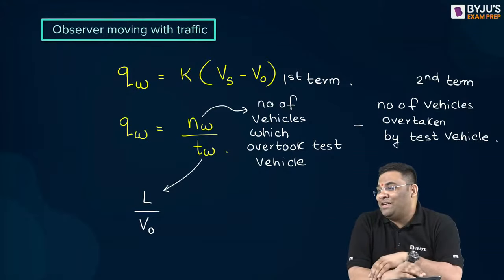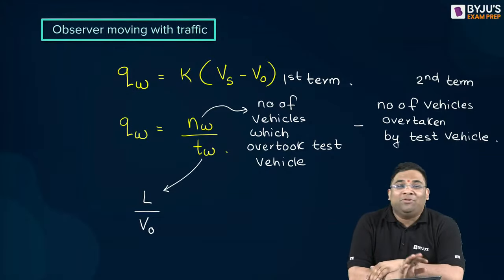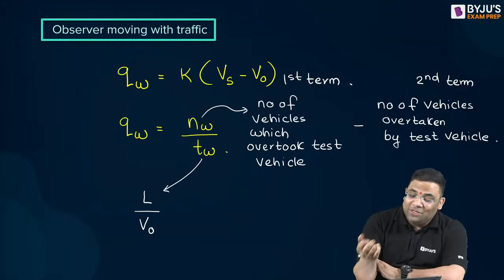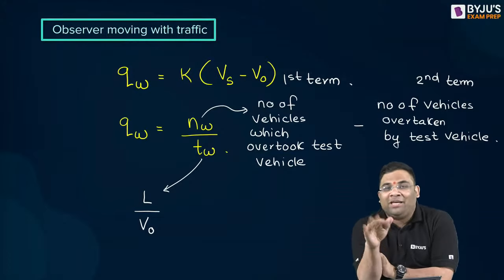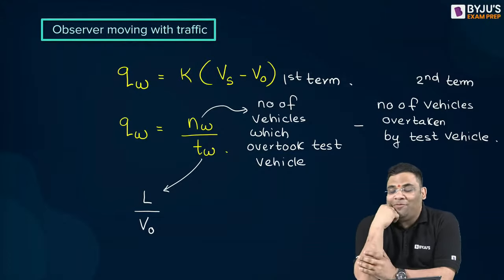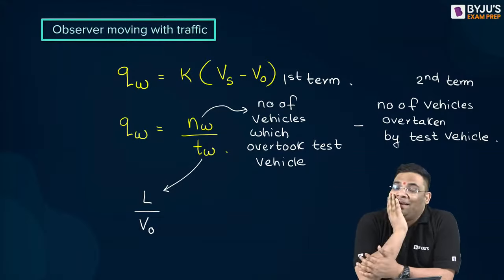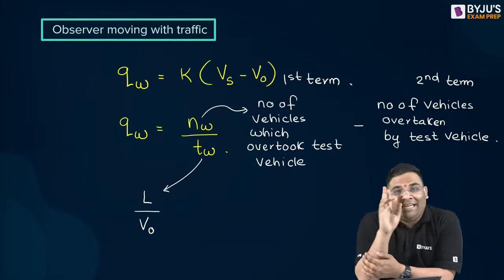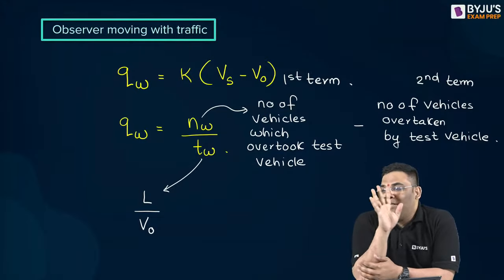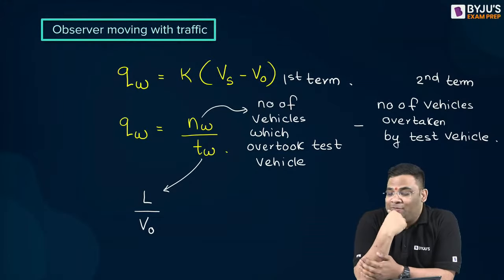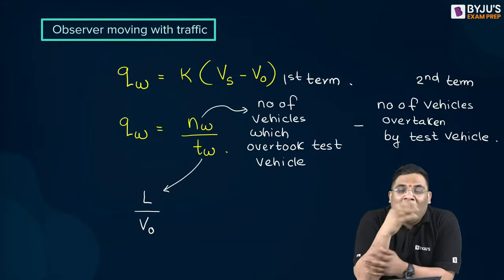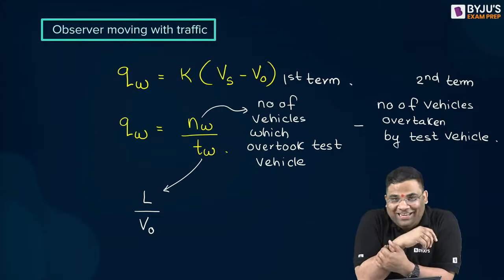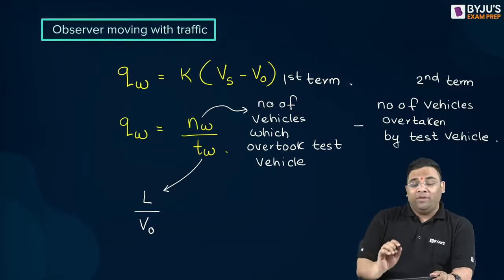Now, did everybody understand this confusion? Any confusion between these two terms? The number of vehicles which overtook the test vehicle, or you, minus the number of vehicles overtaken by the test vehicle. And remember that if you are stationary, the second term is zero automatically. Why? Because how can you overtake anyone if you are stationary? So this was moving with the traffic.